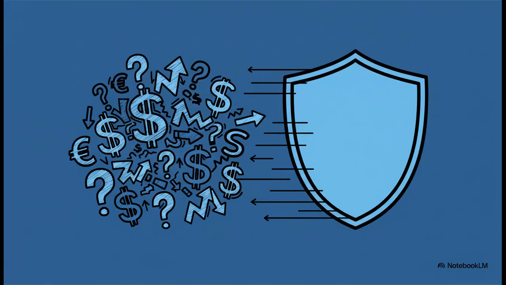And that exact problem is precisely what Section 42 is built to solve. It gives us a clear, structured way to handle these currency ups and downs. So let's get right into it and break down how it all works.